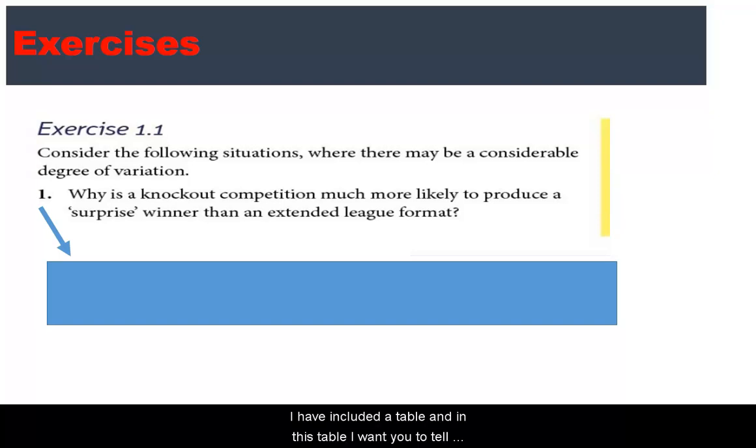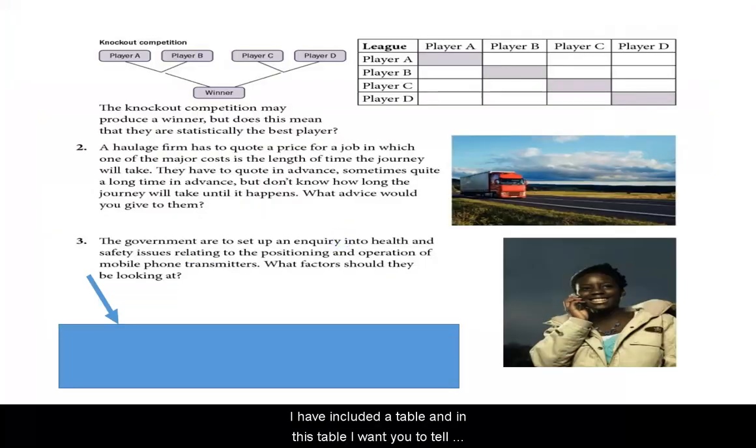I have included a table, and in this table I want you to tell me why. We have a knockout competition, player A, player B, player C, and player D, and there is a winner. So the knockout competition may produce a winner, but does this mean that they are statistically the best player? Does it mean that they are statistically the best player? Answer me that.